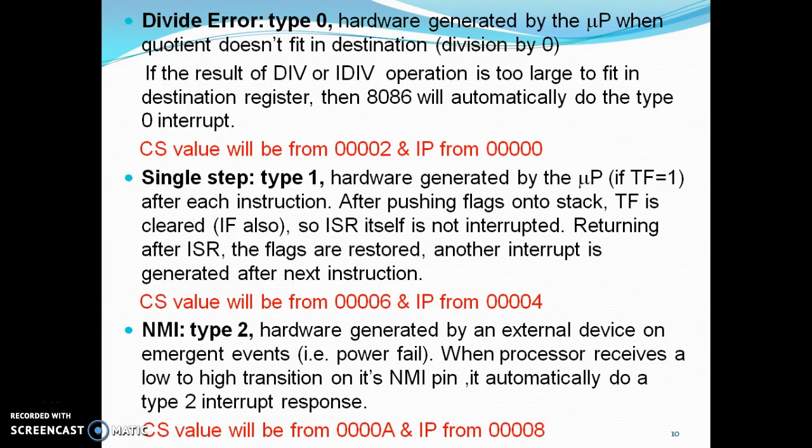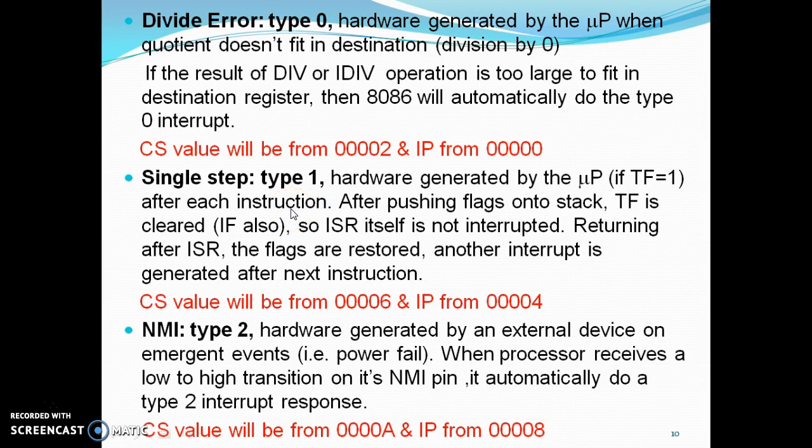Now different types of interrupts, particularly divide error, that is type 0. We have discussed this before also: if we are dividing a particular number by 0 and the result doesn't fit in the destination, then this type of interrupt can occur. The CS and IP for this type of interrupt are 0000 and 0002.